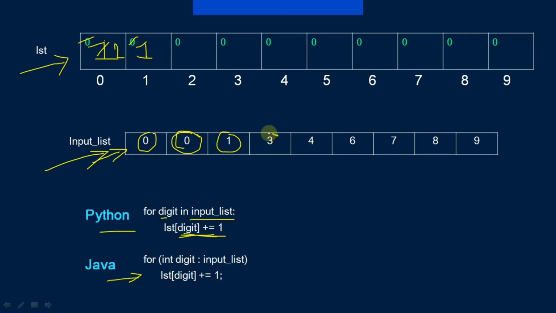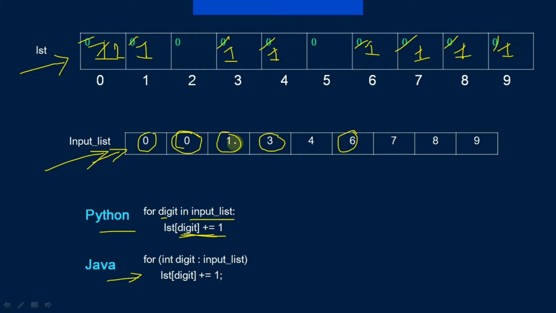In the same way we will go for another digit, so we will get 3. So lst[3] += 1, and again we will get 4, so lst[4] += 1. Then we will get 6, so lst[6] += 1. Then we will get 7, so lst[7] += 1. Then we will get 8. Then we will get 9.